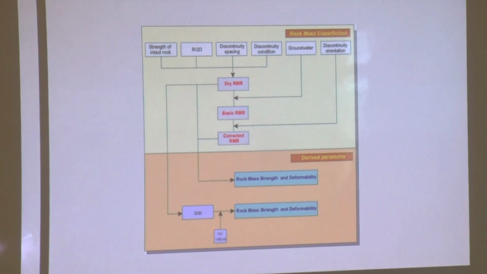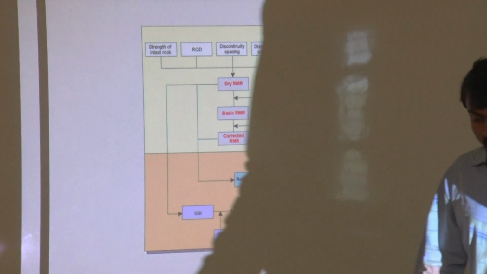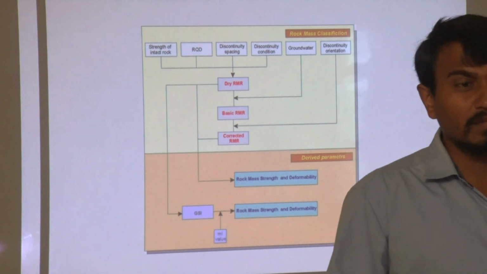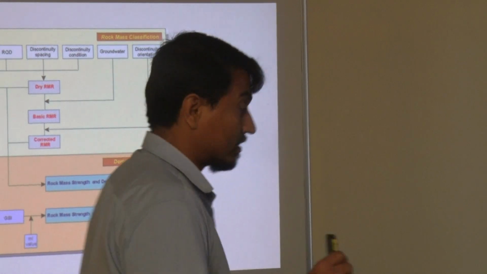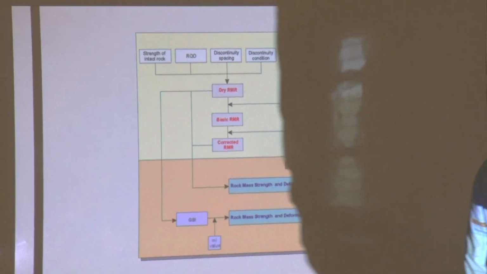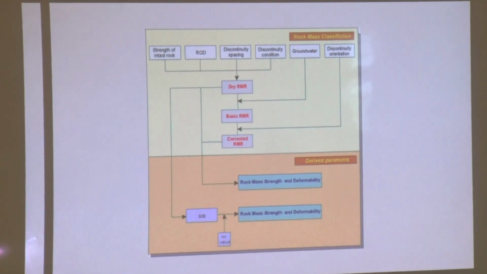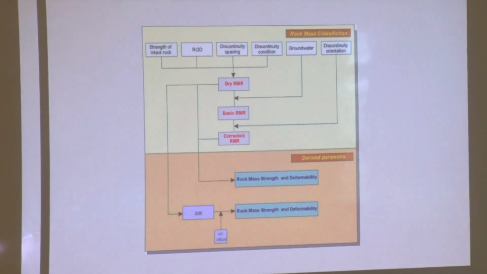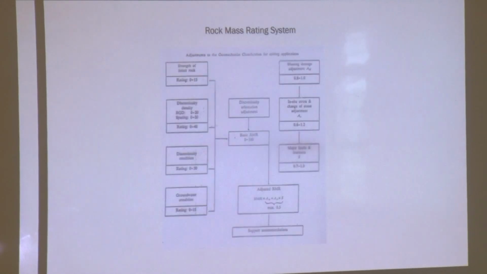There are different developments of RMR. We have RMR 14, RMR 06, RMR 89. Different RMRs were developed by different teams, and they have some limitations and some advantages over others. These are the derived parameters, rock mass strength and deformability, and they have tried to correlate RMR with Young's modulus, the compressive strength of the rock, C, phi, like that, and it is working.